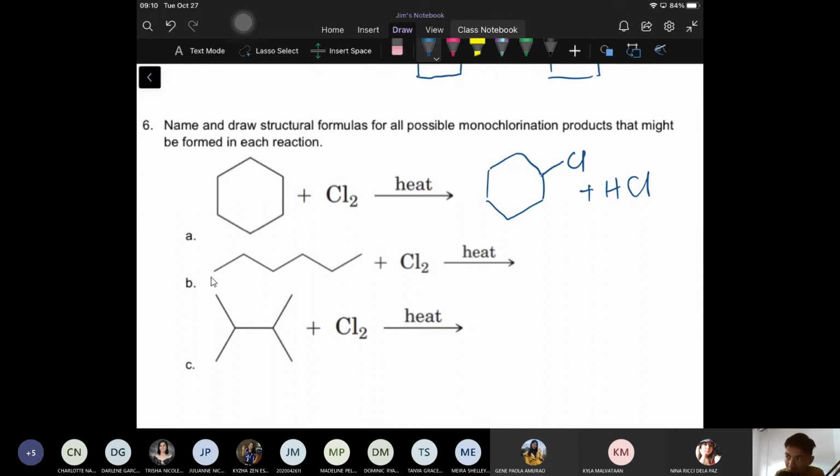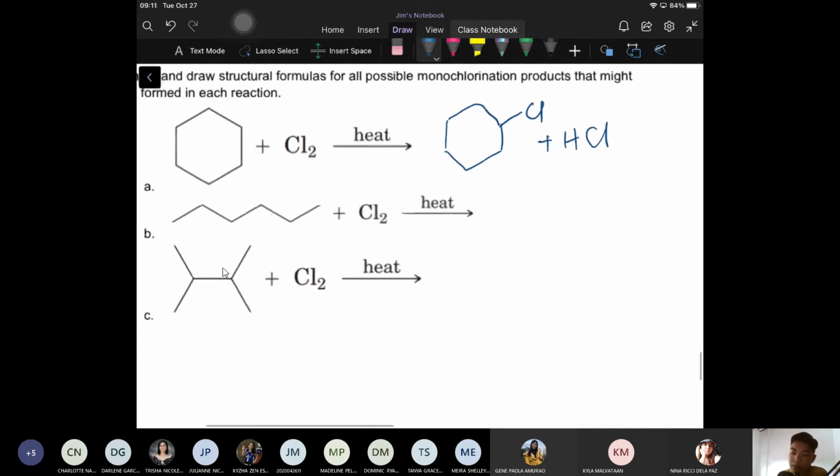Okay, so let's have letter B. Ano yung possible products dyan? What's this? 1, 2, 3, 4, 5, 6. That's hexane. Okay, so yan ay hexane. So what are the possible products? Pwede, yung palitan niya na hydrogen ay yung nasa first carbon. Okay, pwedeng ganyan. Ano pa yung pwede niya palitan? Nasa gitna, second carbon.